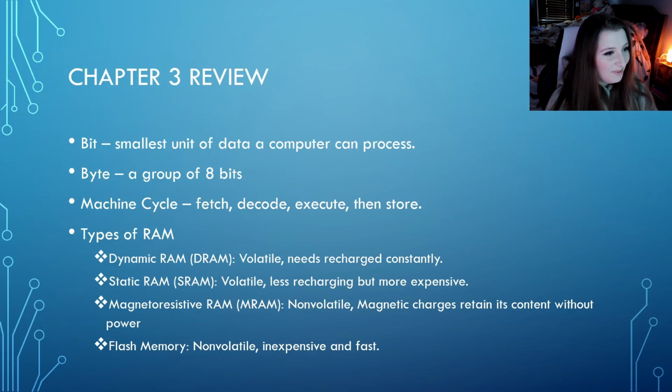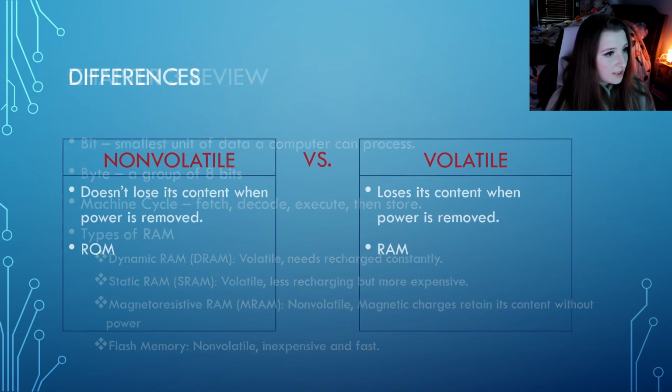And then the magnetoresistive RAM, which is MRAM. It's non-volatile, magnetic charges retain its content without power. And then lastly, I learned about flash memory, which is non-volatile. It's inexpensive and fast. You'll see this in lots of places.